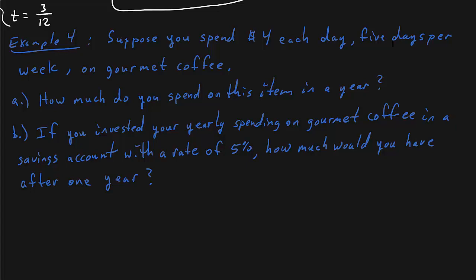All right, so for part A, let's find out how much we spend. All right, so we want to know how much we spend in a year. Now, you might think, well, I can just take the $4, multiply it by 365, and that'll tell me how much I spend in a year. Well, but that's not true, because we're only doing it 5 days per week. We're not doing it 7 days per week. All right. So first we need to see how much we spend a week, and then we can convert that to years.